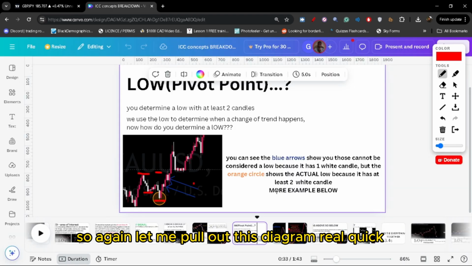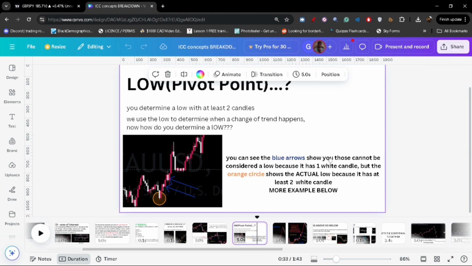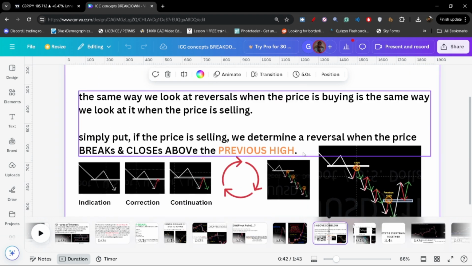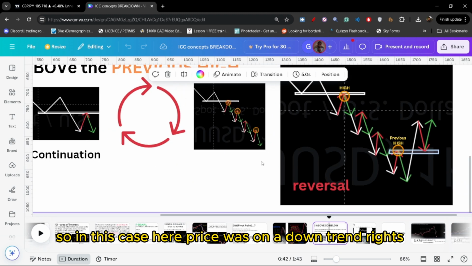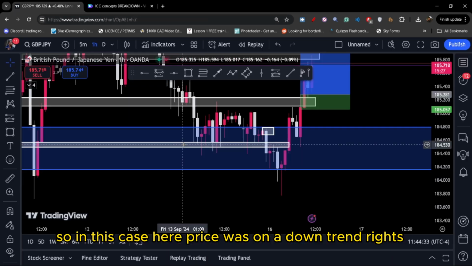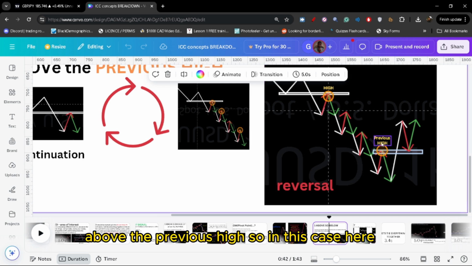So again, let me pull out this diagram real quick, and then zoom in, boom, right? So in this case here, price was on a downtrend, right? Price was on a downtrend. And then for a reversal to happen, price needed to break and close above the previous high.